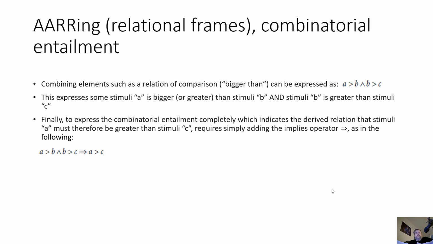Combining elements such as relation in comparison could be expressed as A is greater than B and B is greater than C. So if A is greater than B and B is greater than C, then to complete combinatorial entailment, all you need to do is have this implies or derives. So A is bigger than B and B is bigger than C, derives A is bigger than C.